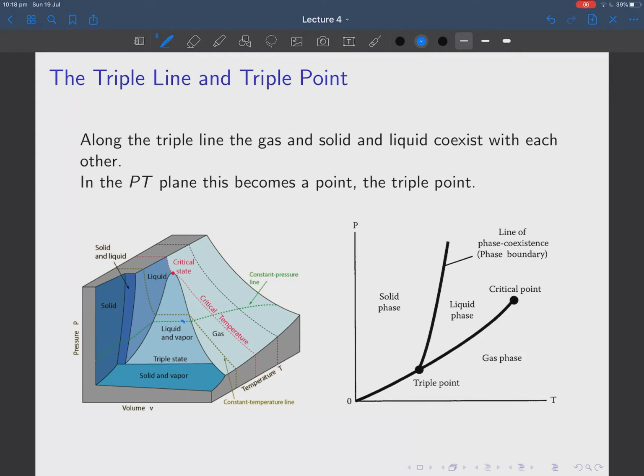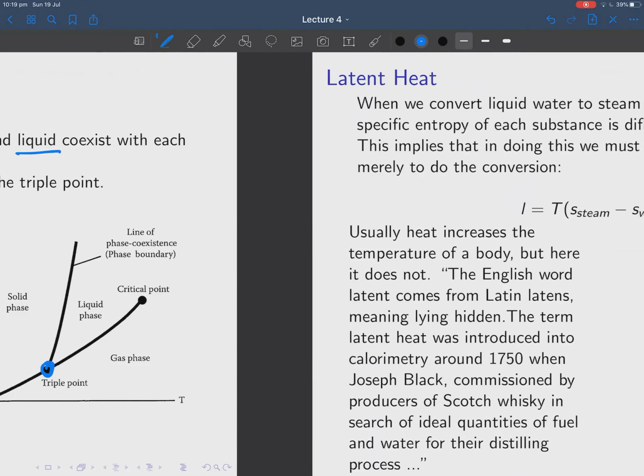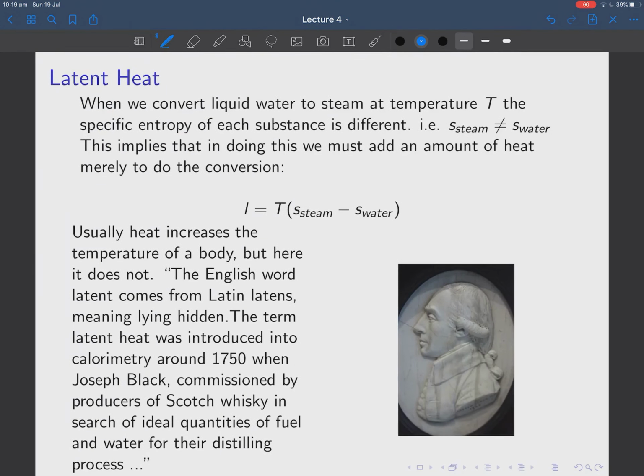There's also something else in our classification called the triple line and the triple point. Here we have liquid and vapor coexisting, and here we have solid and vapor coexisting, and if you're along this line just here, you're on the triple line, and there gas, solid and liquid coexist with each other. In the pressure-temperature plane, this becomes a point, which is just the triple point, just there. So for the triple line, you get gas, solid and liquid, all three of them together.